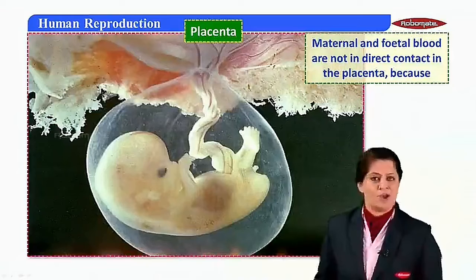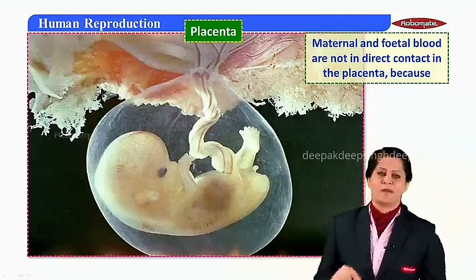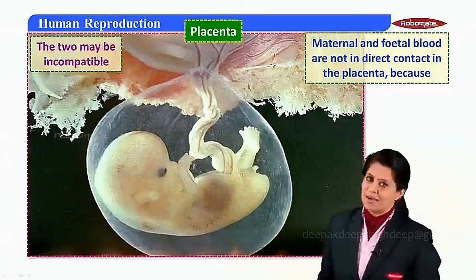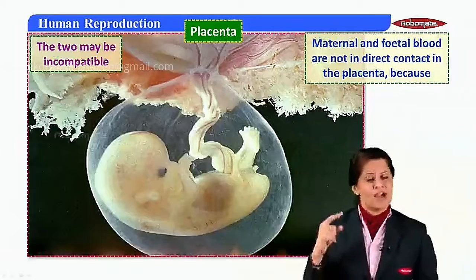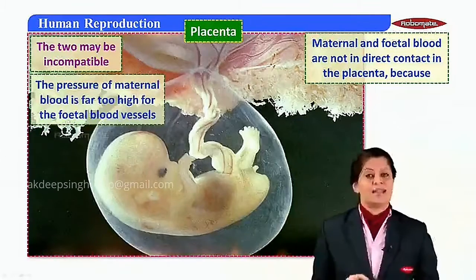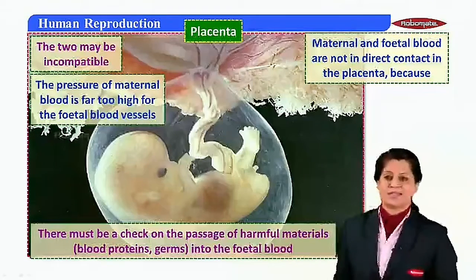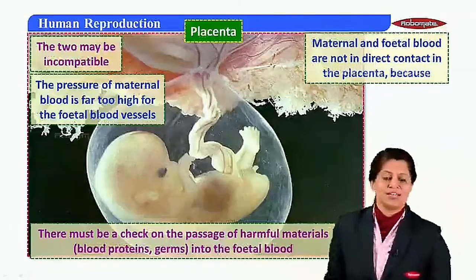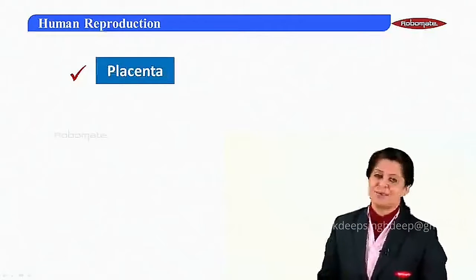Now when we talk about placenta, students, here maternal and fetal blood never mix, they are never in direct contact. Why so? Because mother's blood group and fetal blood group may be different, so there can be incompatibility in the blood groups. Also, mother's blood has much higher blood pressure, so these two bloods should not mix. Another thing is, harmful substances like certain proteins and germs from mother's blood should not be passed on to the fetal blood.